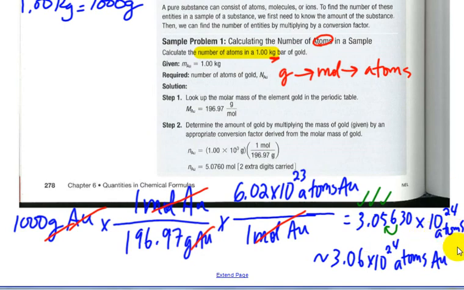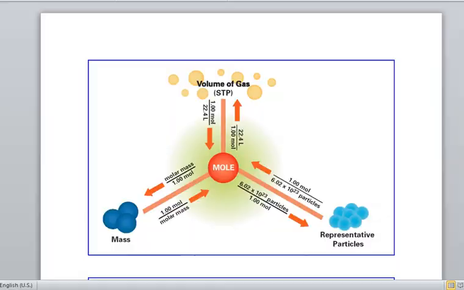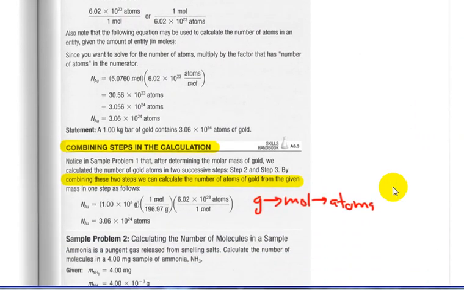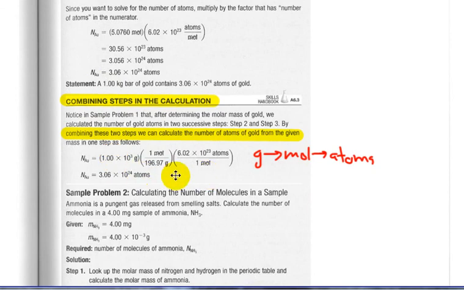3.05630 times 10 to the 24 atoms of gold. But if you look in the original question, 1.00 is 3 sig figs, so 1, 2, 3 sig figs, 3.05, this is a 6, so this gets bumped up to 3.06 times 10 to the 24 atoms of gold. Okay? So a 2-step conversion there. We can make it in one big step. So combining steps, yeah, and the second example here talks about combining steps. So I kind of got ahead of myself, and here they have it listed there.